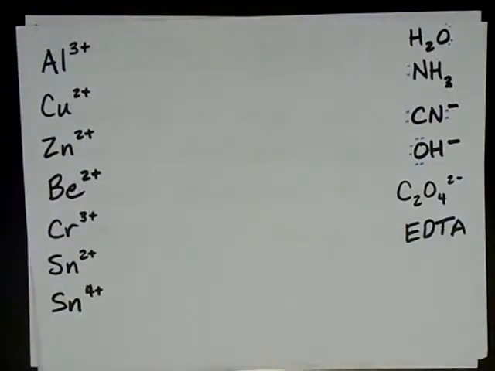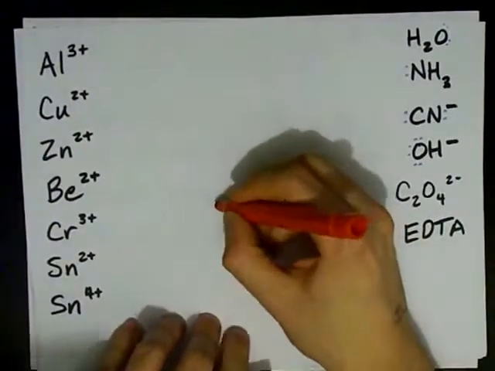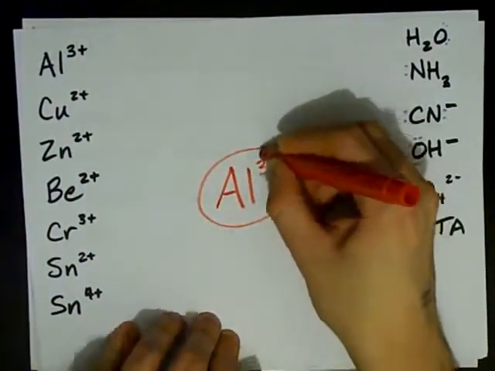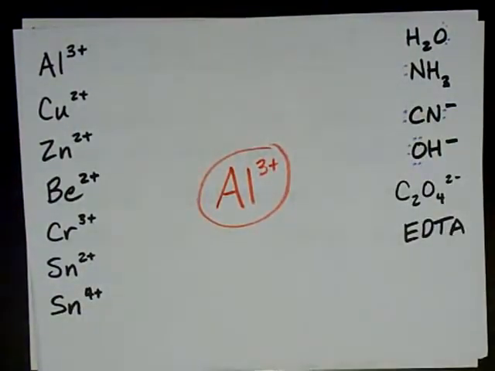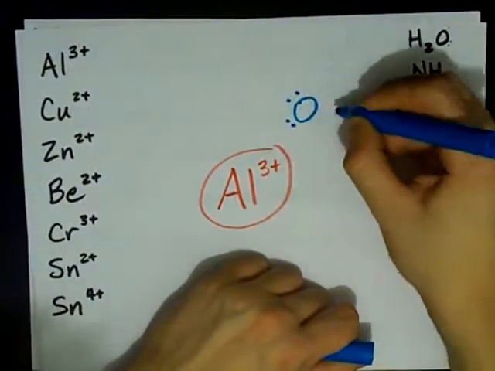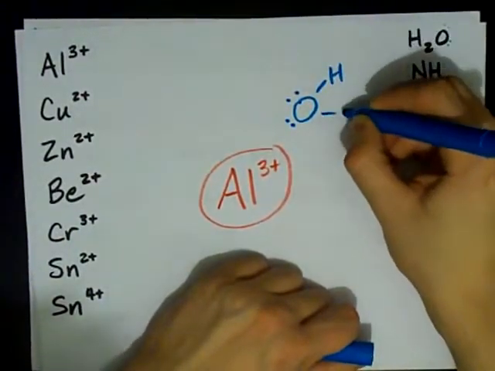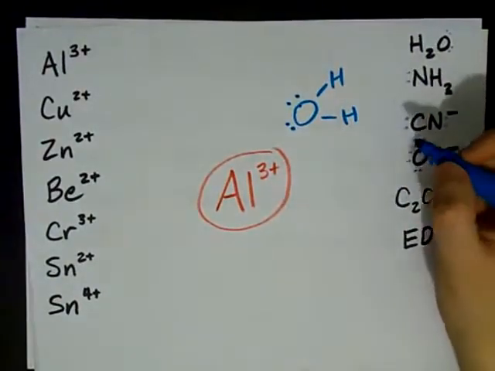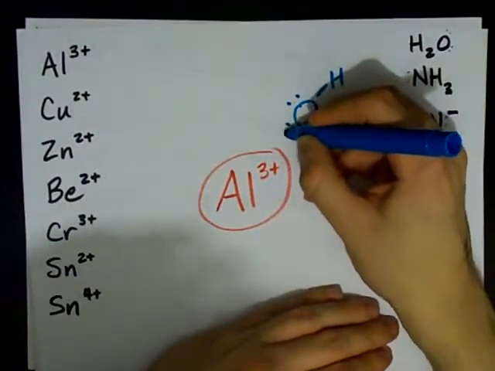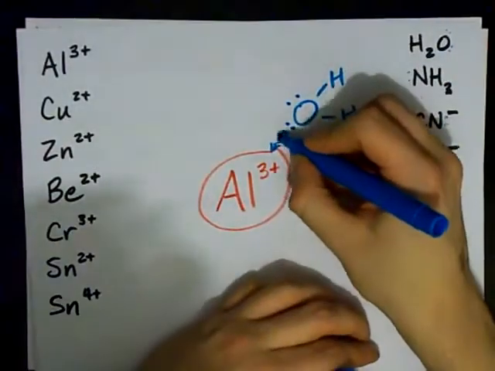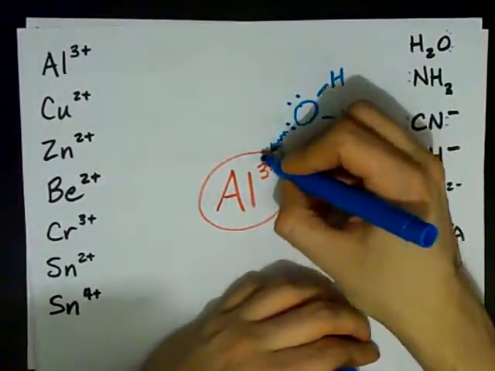Al3+ is a classic example. Let's put an Al3+ in the center of my paper. And then I have waters. Let's say we have a water here, lone pair, H and H. What do the lone pairs on the oxygen say to themselves? They say, oh yeah, I love me some positive charge. And they'll attach to the aluminum.